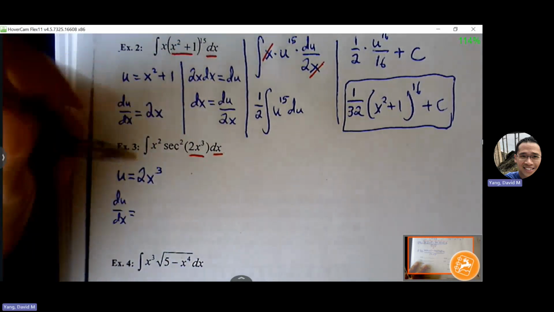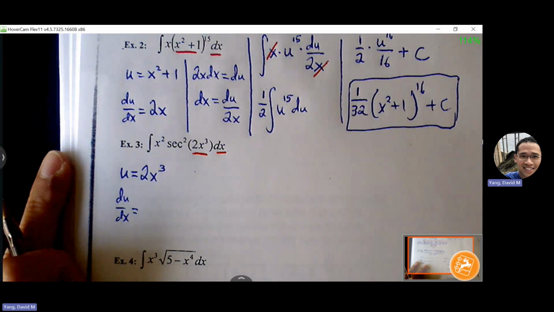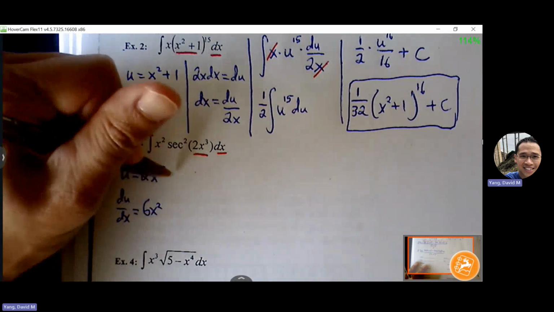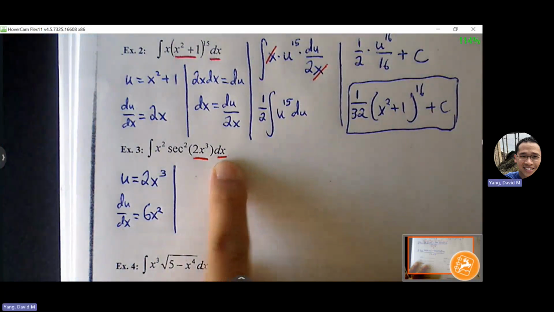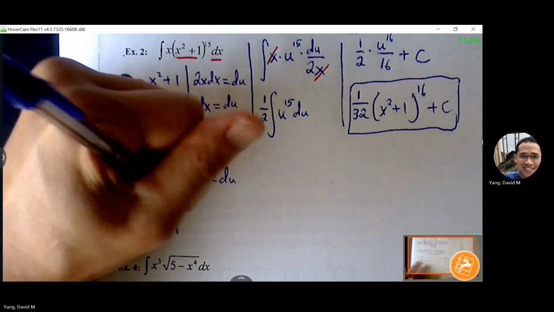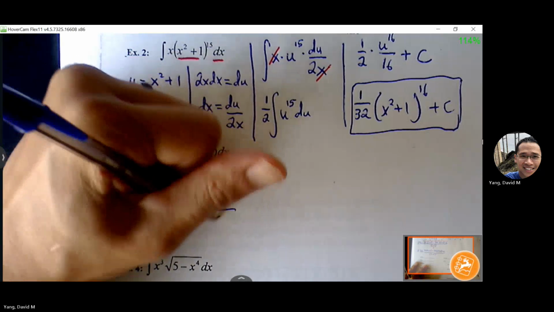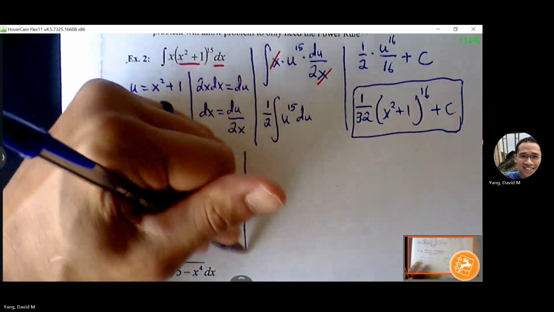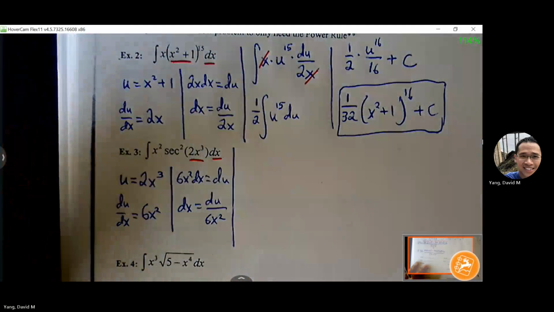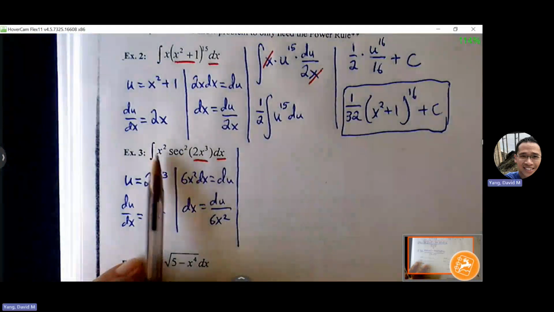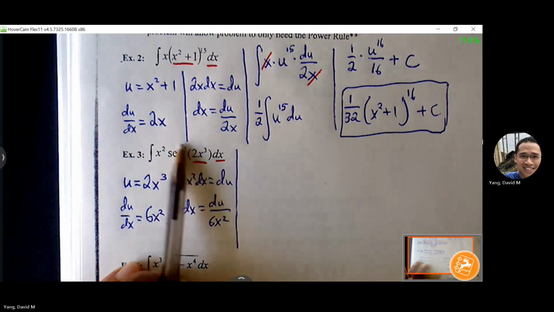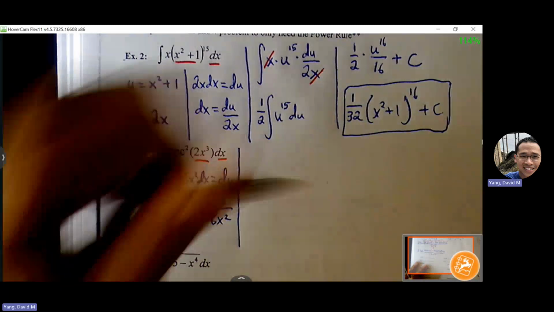du dx. We're always going to find the derivative of u with respect to our independent variable x. What's that derivative? 6x. Okay. We're going to try to get the x by itself. And then you're going to rewrite your problem, but you're only going to replace what you've underlined initially. Okay. Everything else, copy back into your problem.